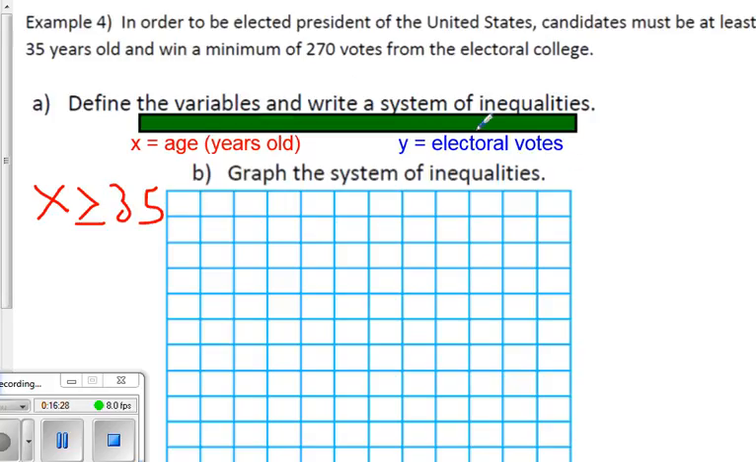The other one, if y is our electoral votes, we need a minimum of 270. So we can get exactly 270. We can get 271. We can get 275. We can get 312. We can't get 200 or 269 or 154. We can't get anything less than that. So y, our number of electoral votes, needs to be greater than or equal to 270. That's going to be our system of inequalities, these two right here.